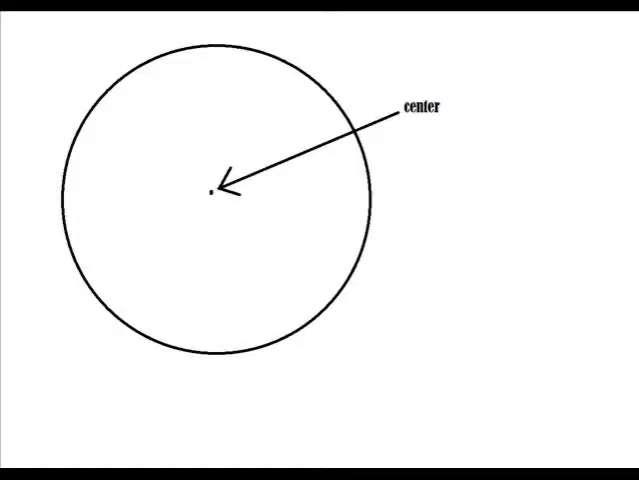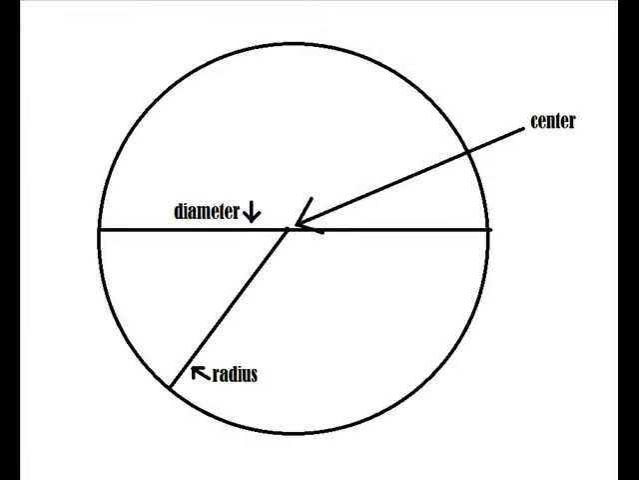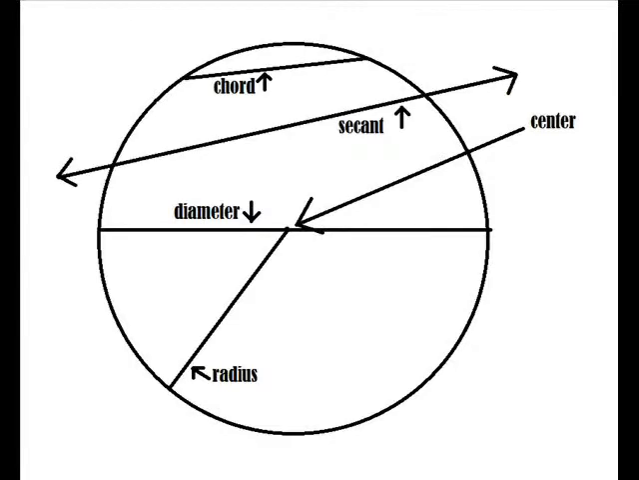A circle is the set of all points that are equidistant from a given point called a center. A segment whose endpoints are the center and any point on the circle is a radius. A chord is a segment whose endpoints are on the circle. A diameter is a chord that contains the center of the circle.